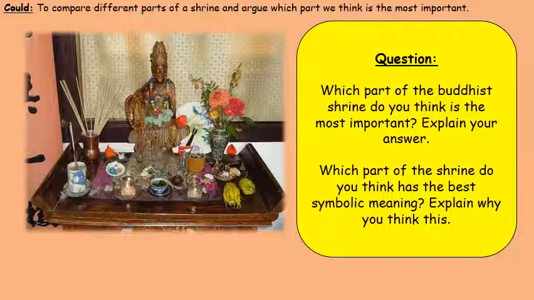Then I want you to think about what part of the shrine you think has the best symbolic meaning, which is the best symbol, and do you think maybe connects to what it is the most? You can probably tie those two paragraphs together into one paragraph if you like, if that works best for you, but as long as you're focusing on that content, that'll be absolutely fine.